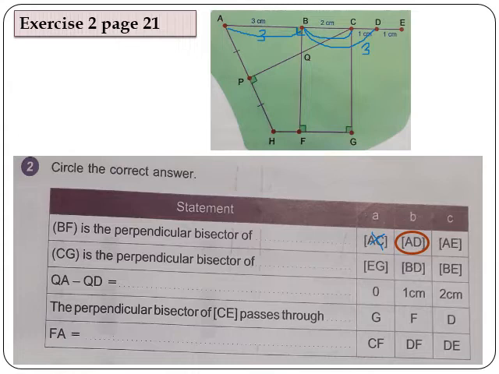Now, CG is the perpendicular bisector of what? CG. Let's find here. Is it a perpendicular bisector of EG? No. This is EG. CG is not its perpendicular bisector since it's not a perpendicular drawn to the segment EG passing through its midpoint. This answer is not correct.